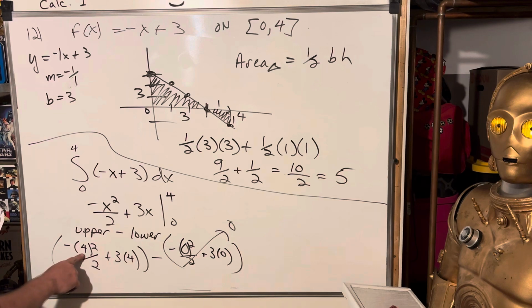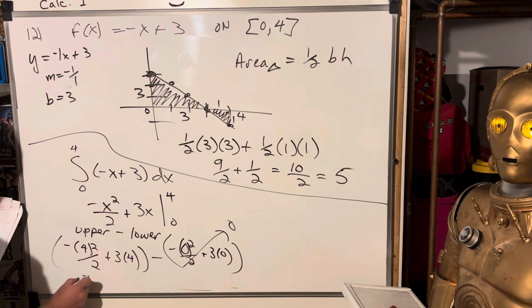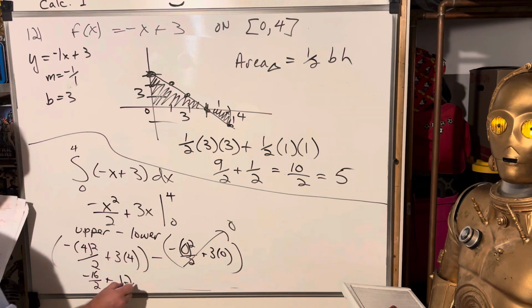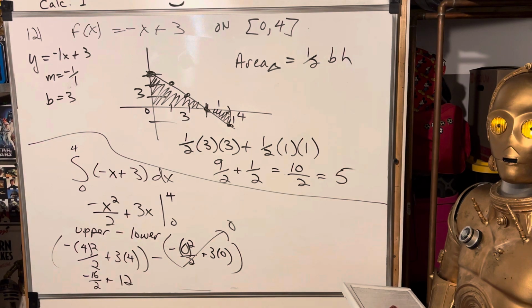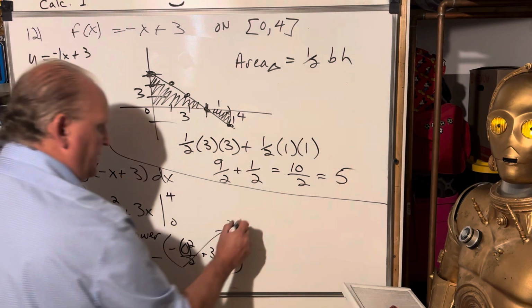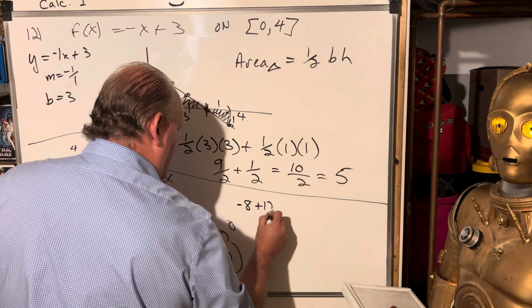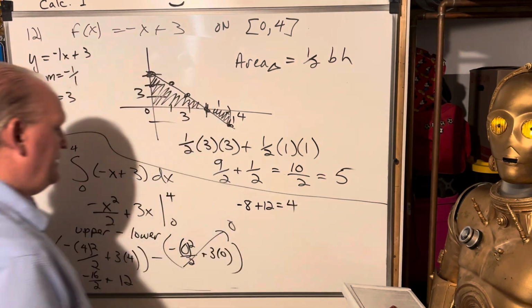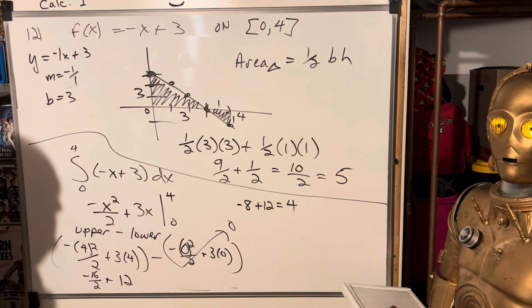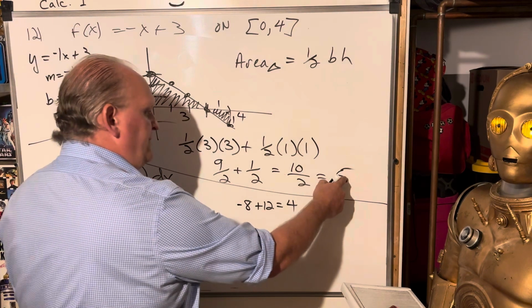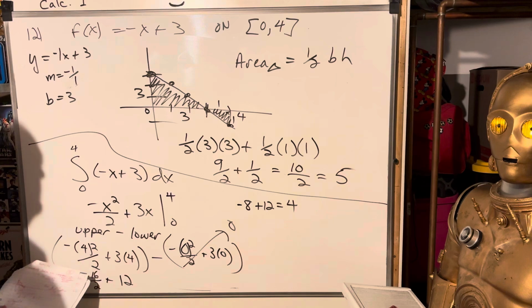So this is, what is that, negative 16 halves plus 12. That is negative 8 plus 12, which is 4. And then you go, oh no! What happened? Why was this 5 and why was that 4? I thought we were finding the area under the curve.